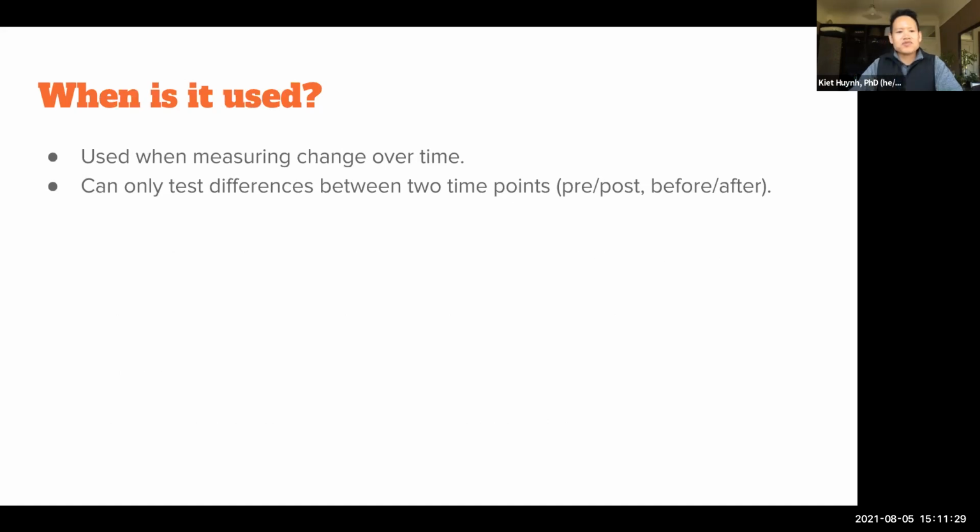Okay, so just to reiterate, when do you use the paired sample t-test? Use it when you're measuring change over time. And what's important to note about the paired sample t-test is it can only measure differences between two time points, so before and after treatment or intervention, or pre and post.